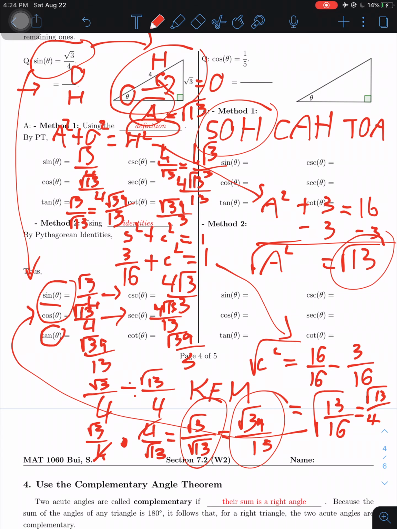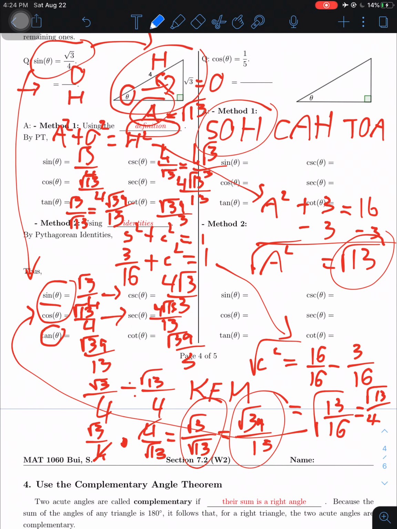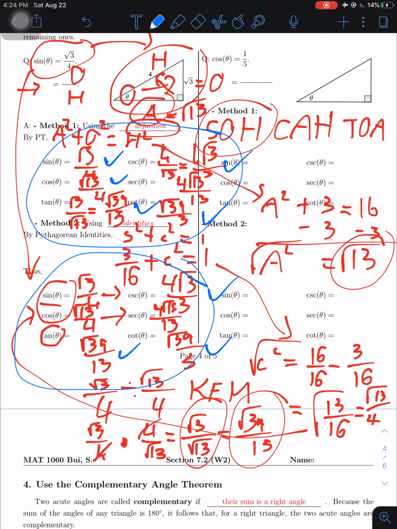If you want to check, let me circle them in blue. These answers in here are actually the same thing that we have in here for the system. Okay, we have sine, the same. This one, flip it. And then tangent and cotangent, we just got them. And then this one is square root of 13 divided by 4. Flip them, we get the same answer. So all 6 of them look the same, right?